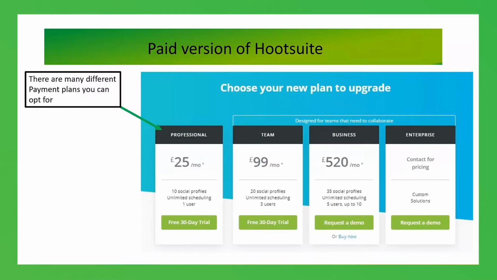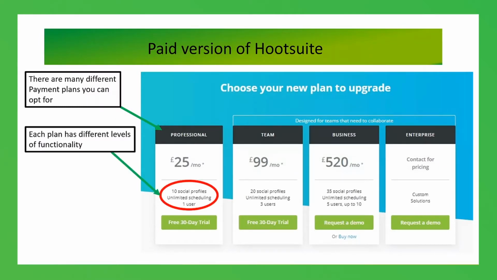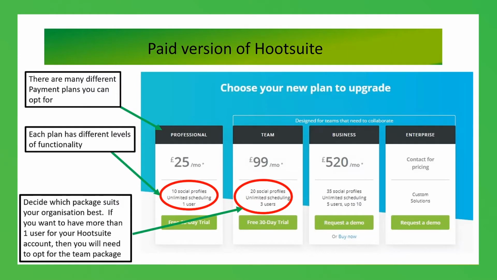So there are quite a few payment plans, as you saw earlier, and each plan has different levels of functionality. If you want more than one user for Hootsuite, then you have to have the team package, because the professional package, while it gives you access to some other functionality, you still only have one user.